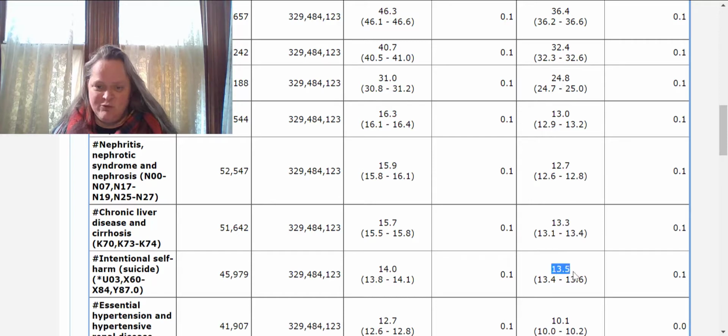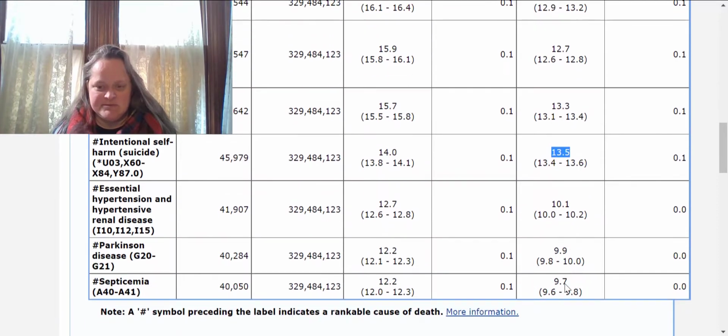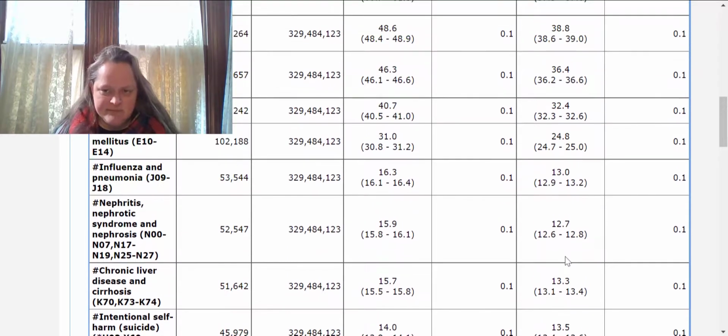Oh, suicide would hop up the list. And that's because younger people are committing suicide more than older people. And then these are lower. And so when younger people are dying at higher rates, that's going to boost the age-adjusted death rates.